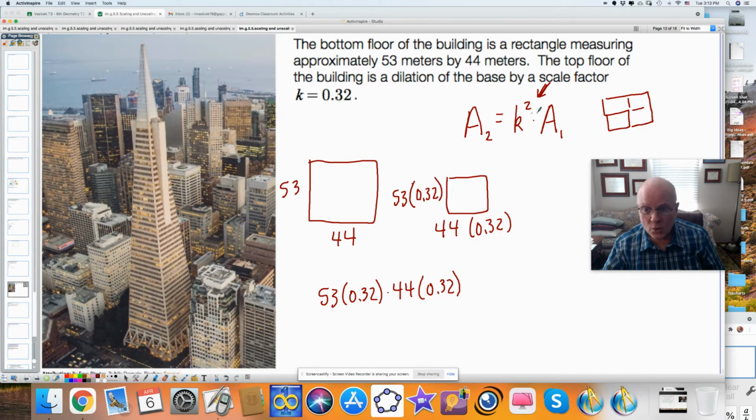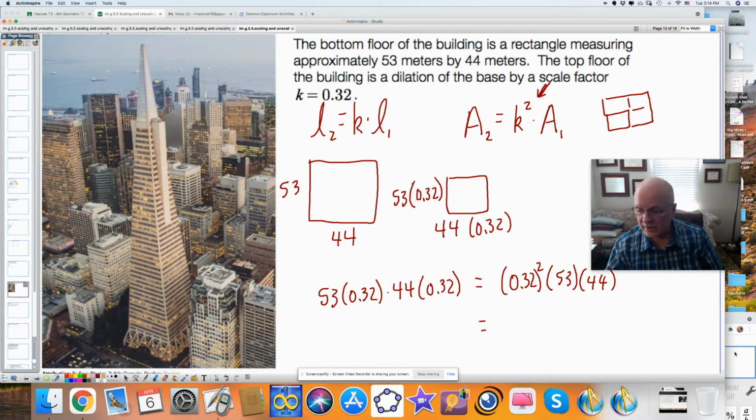Well, we can take these numbers and plug them into the formula. So we have k squared, which is 0.32 squared. And the area of this original was 53 times 44. But wait a minute. That's the same thing as I'd get if I scale the one length and scale the other length. This business of scaling the lengths, we have our length that we started from times the scale factor is equal to the length that we end at. Length sub 2 is equal to the k value, the scale factor, times the length sub 1. And these are equal. And we can plug them into a calculator.